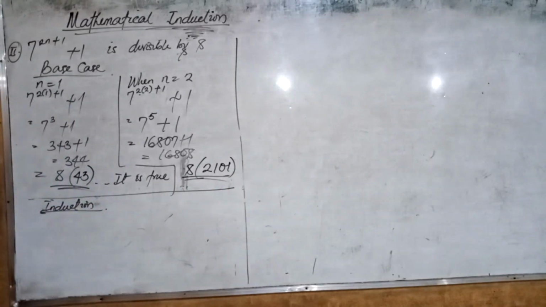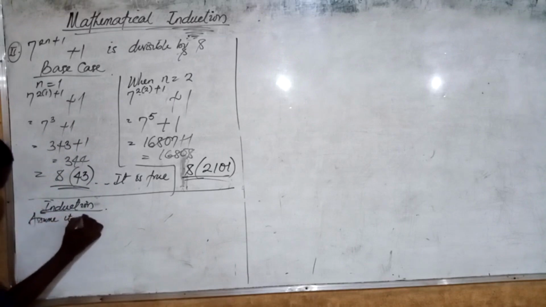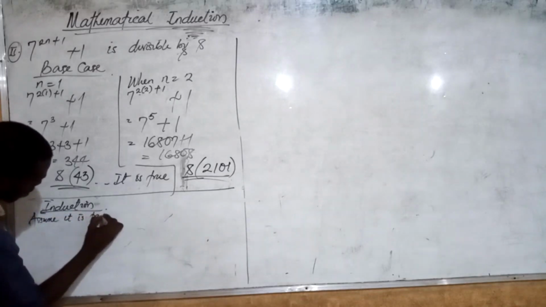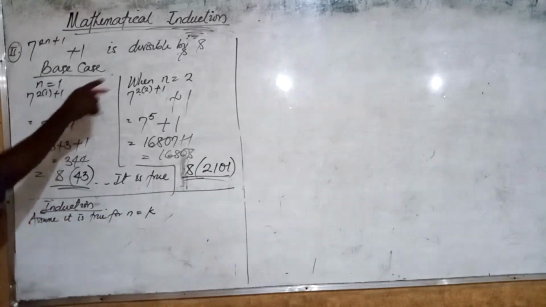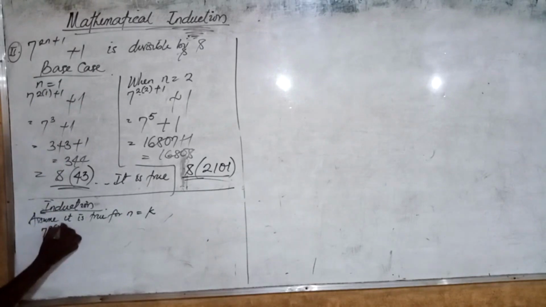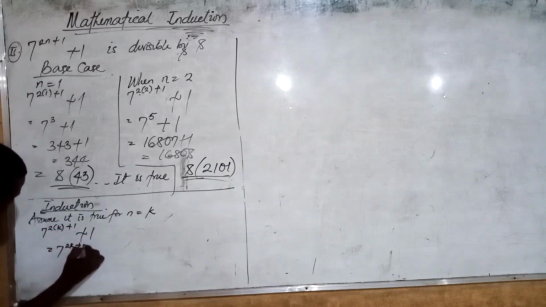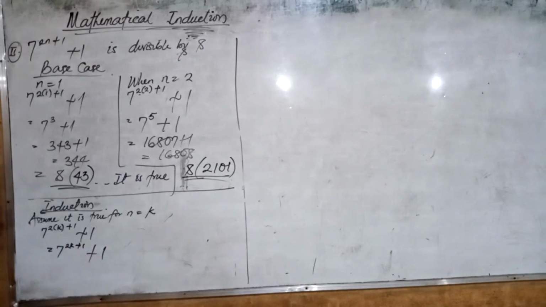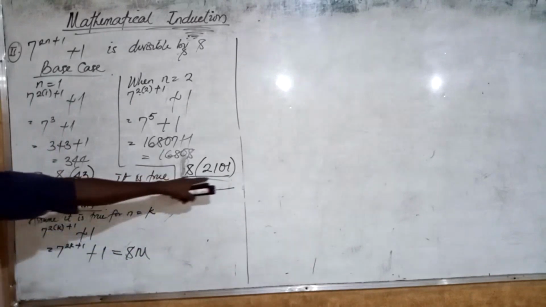Now in the induction step, what we will do is assume that the statement is true for n equals a particular k. So our statement changes to 7 to the power of 2 into bracket k plus 1, all plus 1. So that we have 7 into bracket raised to the power 2k plus 1, all plus 1. If this is true, then it should give us a particular 8 times n in this form.